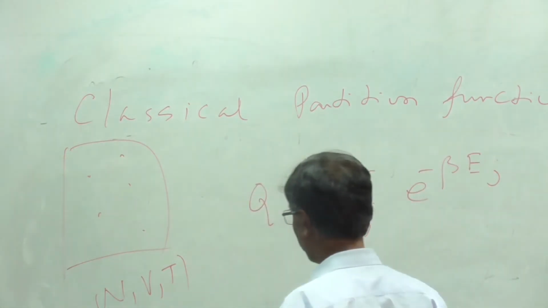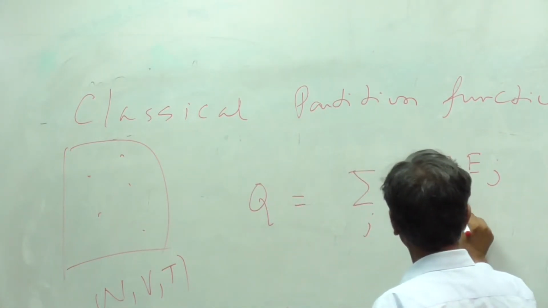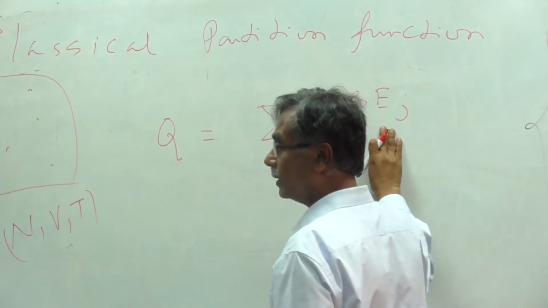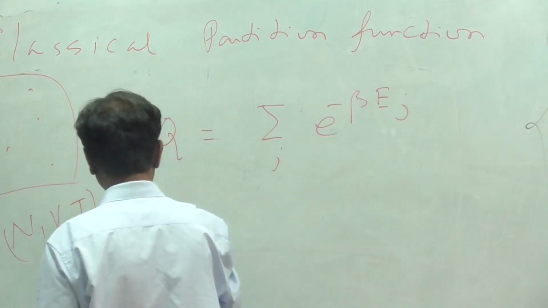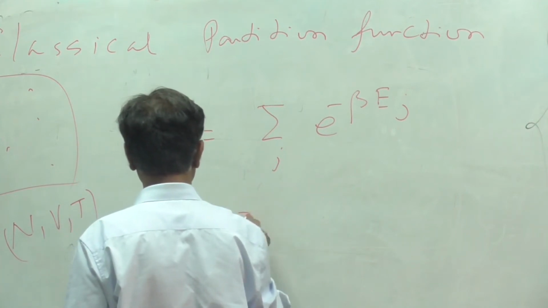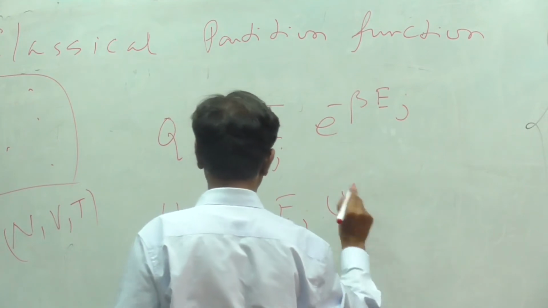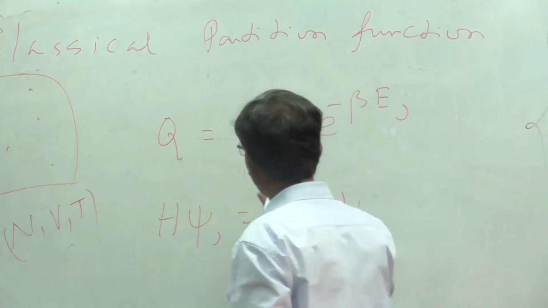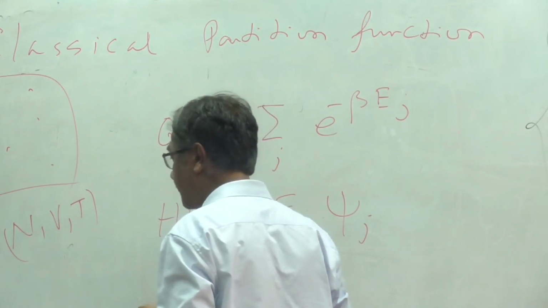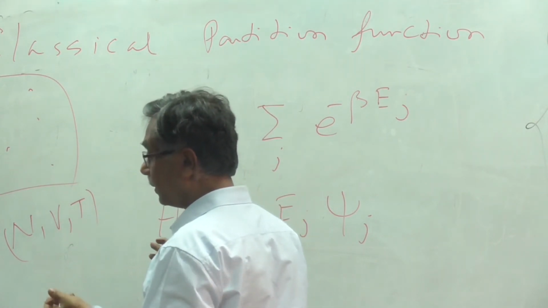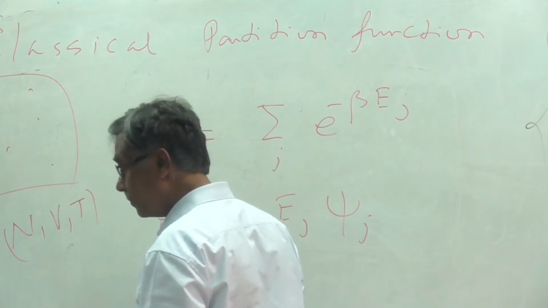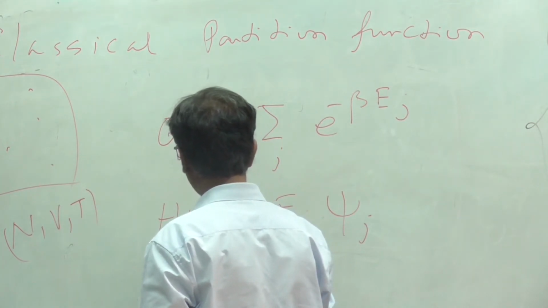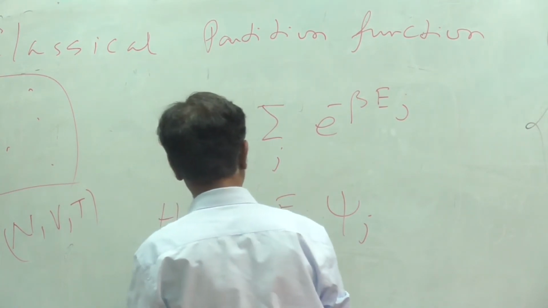What is the classical counterpart? You have to now think of where the EJ comes from. EJ comes from the Hamiltonian, right? Now, in quantum mechanics, you do not have the position and momentum because of the uncertainty principle. But in classical mechanics, you have the position and momentum well defined.